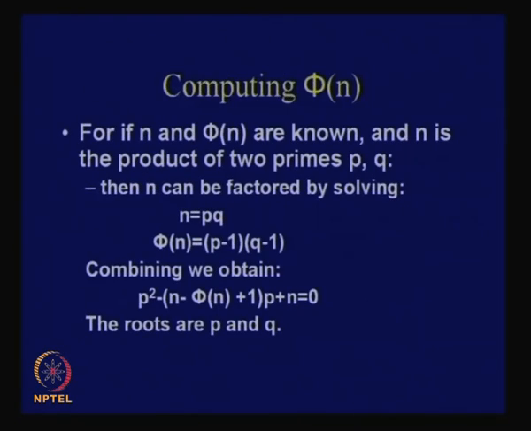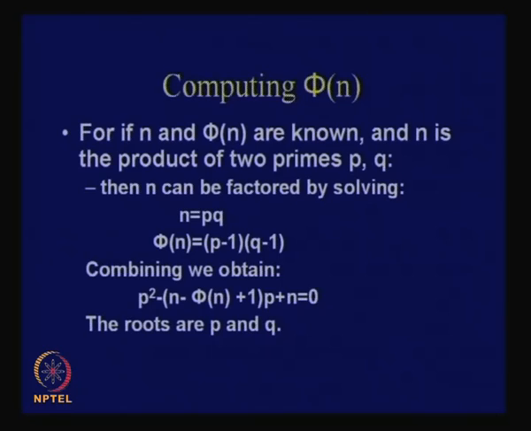So we start with a very simple thing. We know this already, but as a revision: suppose the value of n and the value of phi n are already known to us. Then n is a product of two prime numbers, say p and q, so n is equal to the multiplication of p and q, right? And what is phi n? Phi n is the product of p minus 1 and q minus 1.